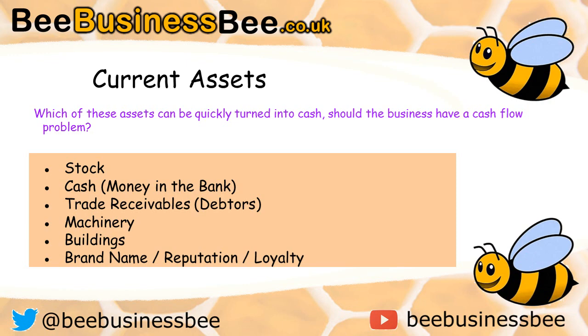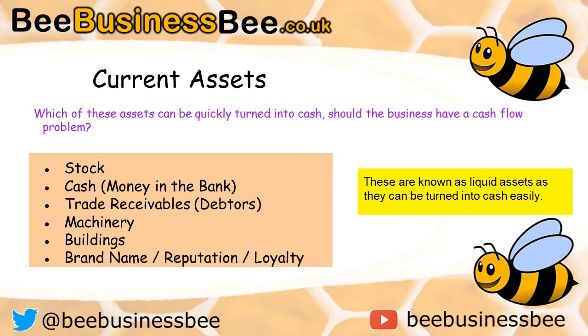Have a look at it, think about it. Which can we get into cash in 1 year? There's a really obvious one on there straight away. And there should be two more. Now I'm hoping you've come up with the answer. Stock, cash and trade receivables, because those three should all be able to turn into cash nice and quickly within a year. And we'll call them liquid assets because they can be turned into cash really easily.